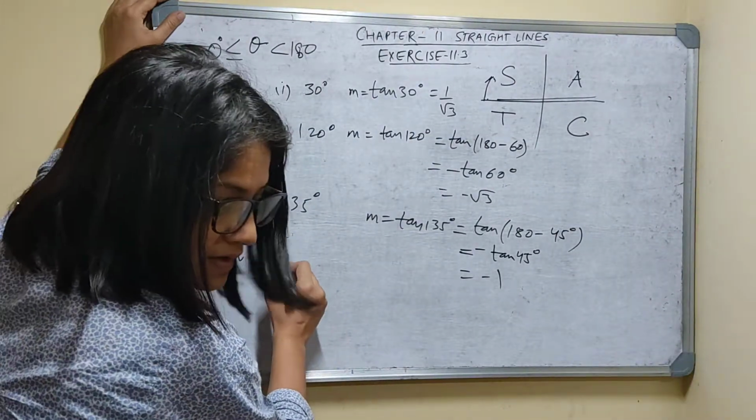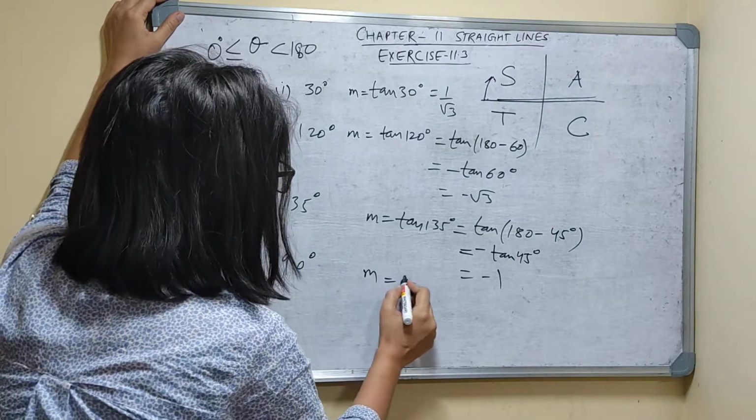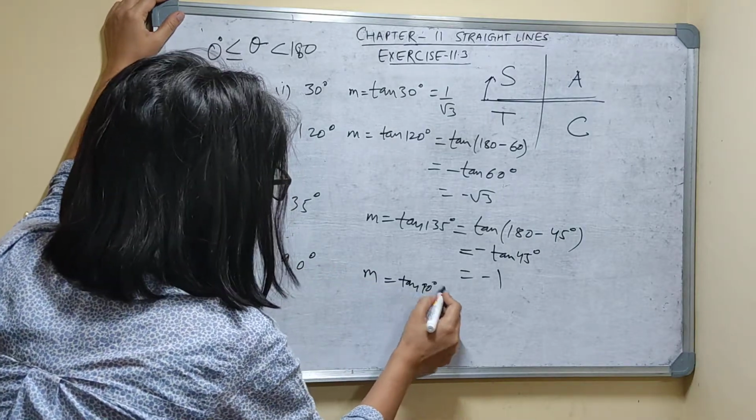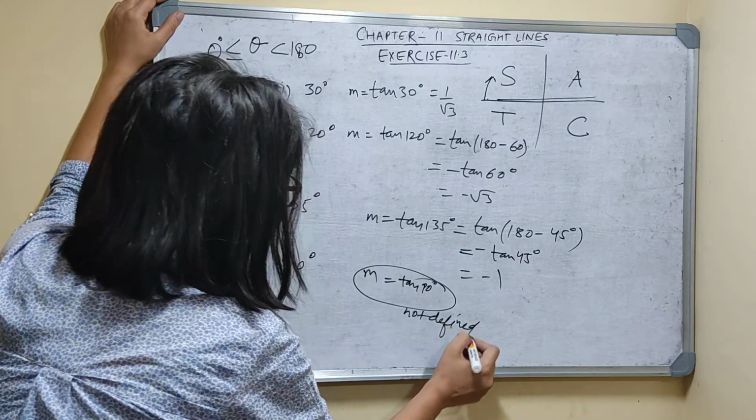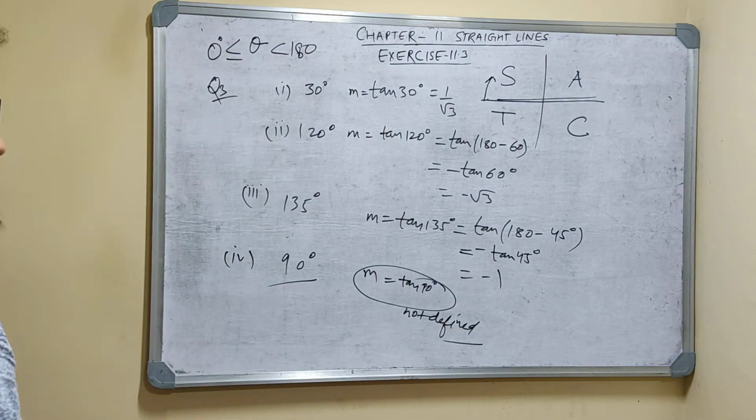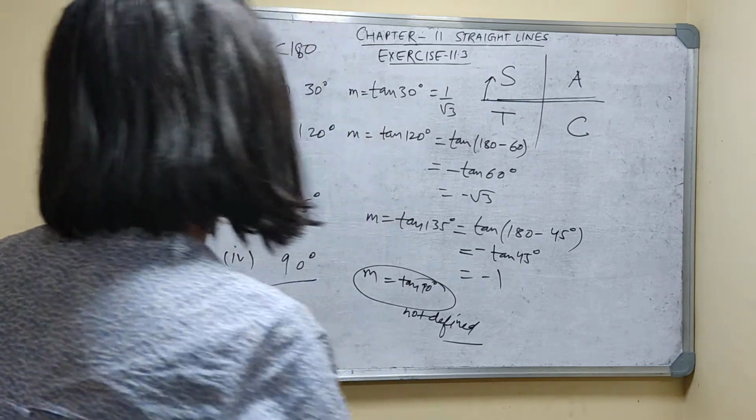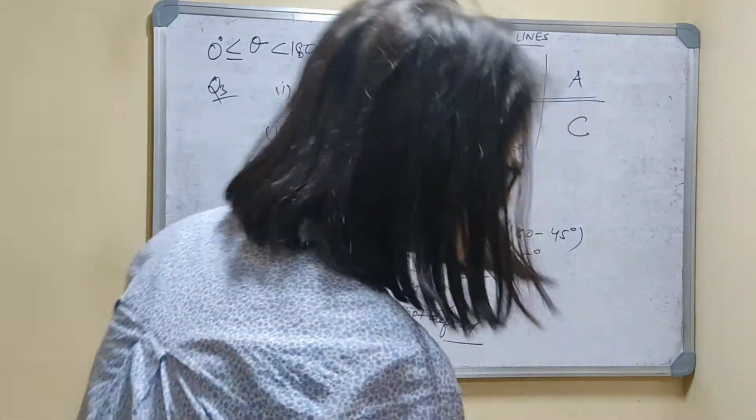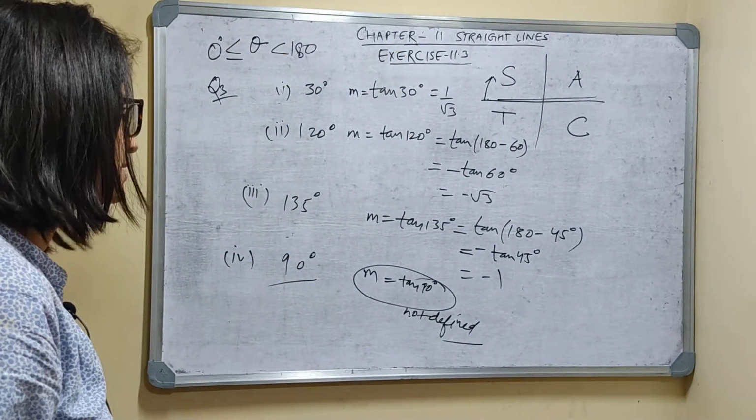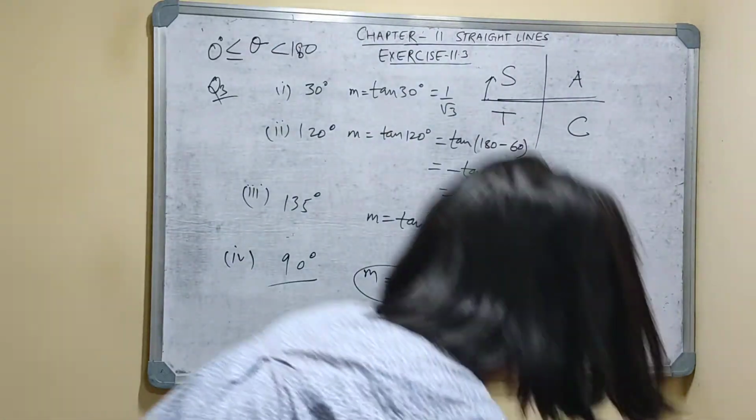tan, it is given 90 degrees. So m is equal to what? tan 90. I told before itself that it is not defined. When theta is equal to 90 degrees, I can't define the slope. Or the slope of a vertical line is not defined, or the slope of the y-axis is not defined. Is it clear? Okay, now question number 4.